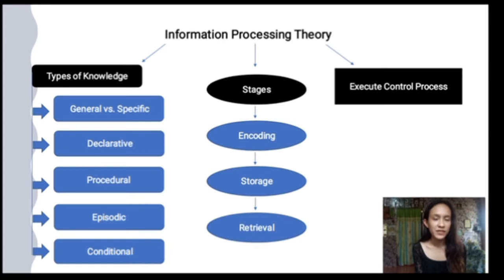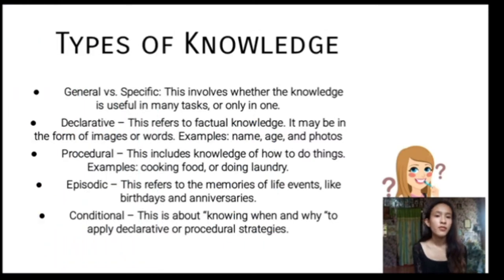We have the types of knowledge, stages, and executive control process. First, the types of knowledge. We have first, general versus specific. This involves whether the knowledge is useful in many tasks or in only one. It determines if the knowledge is versatile for many purposes or for only a specific one.